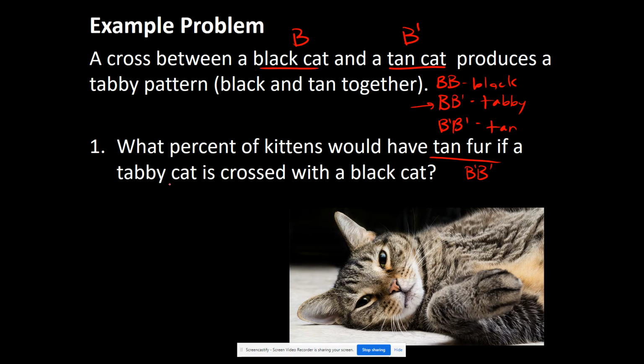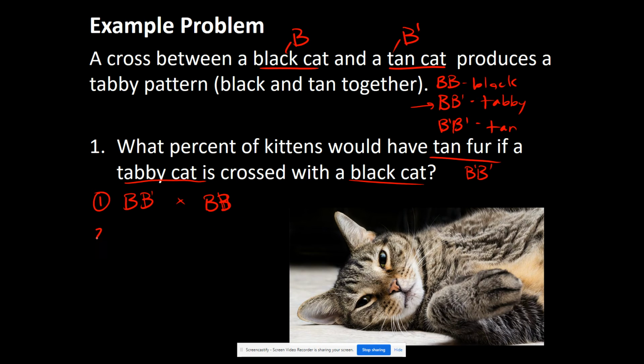like that, if a tabby cat is crossed with a black cat. So first thing I want you to do, since we already wrote our key, we know that this is this and this is this. So I want the parent cross. So a tabby cat is crossed with a black cat. So a tabby cat is going to be B B prime, and a black cat is going to be B prime. Nope, sorry, just B. Okay, that's what a black cat is, we decided.